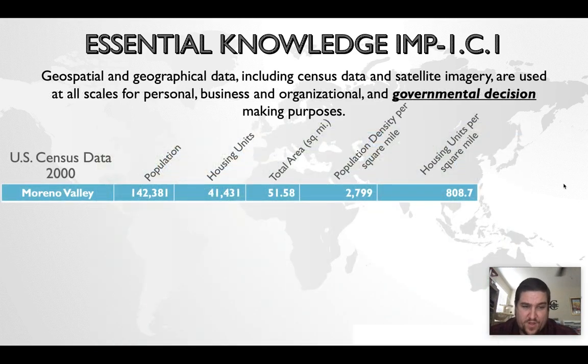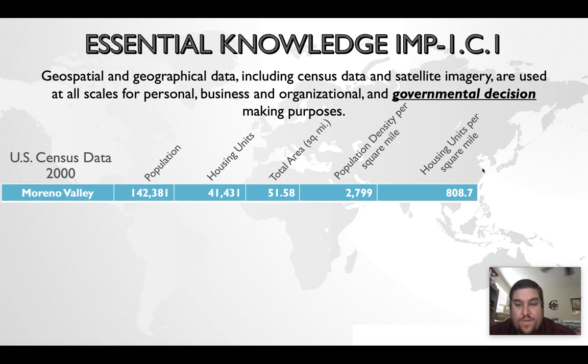And then governmental decisions. U.S. Census data for 2000. I didn't pull 2010s. I just pulled 2000s. The data was actually easier to get a hold of. This tells you Moreno Valley, our total population, our number of housing units, square mileage, density, housing units per square mile. This tells you what's going on and where the money should be spent for government.